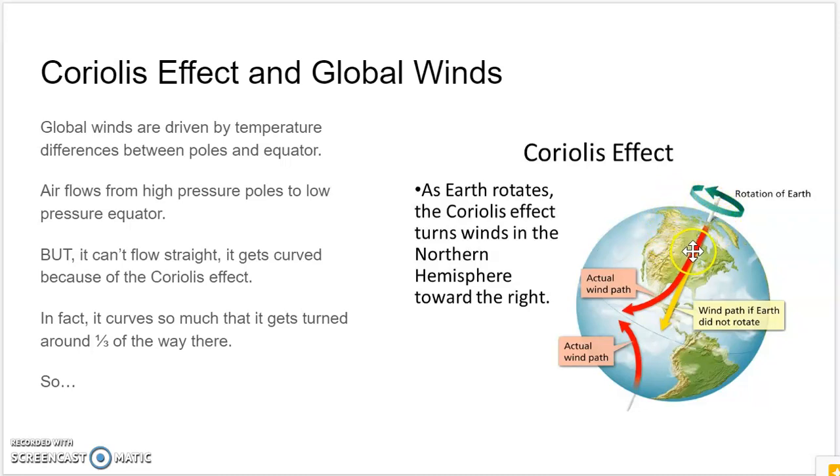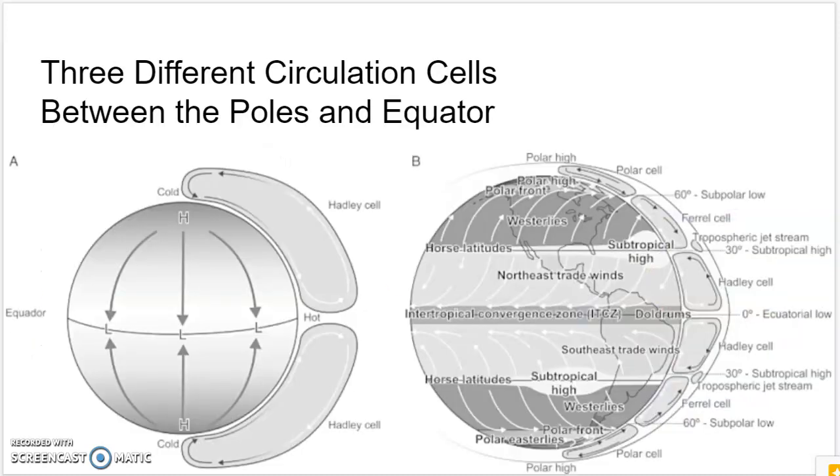Well, then we have air here. It's still wanting to move through the equator, but it only makes it a third of the way before it turns around. Here we have air. It makes it a third of the way before turning around. So what that means is that we don't just have the one circulation cell like we've been talking about. We actually have 3 different circulation cells between the pole and the equator.